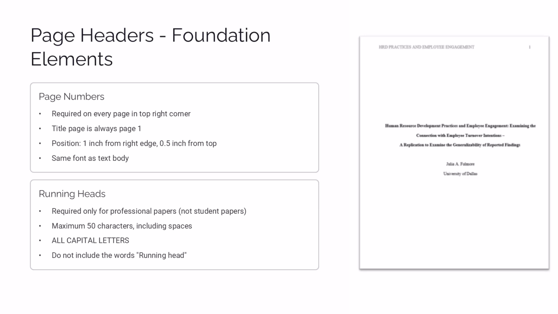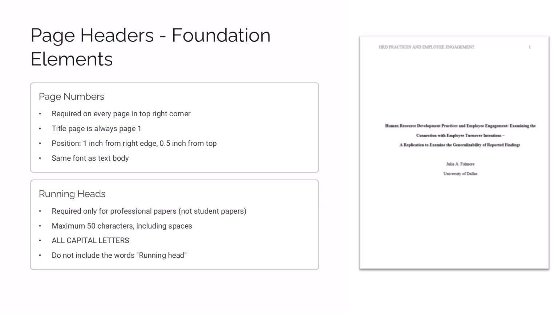Page headers, foundation elements. Let's begin with page headers, which form the foundation of every APA-style document. Understanding the page headers is crucial because they appear on every single page of your paper and immediately signal to readers that you understand professional formatting standards. Every APA-style paper requires page numbers in the top right corner of every page, including the title page. This is a universal requirement with no exceptions.